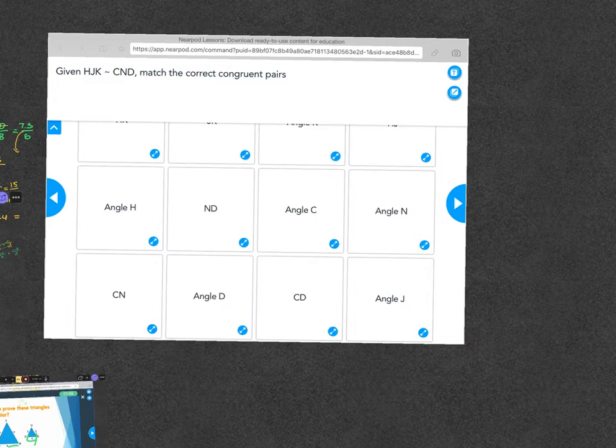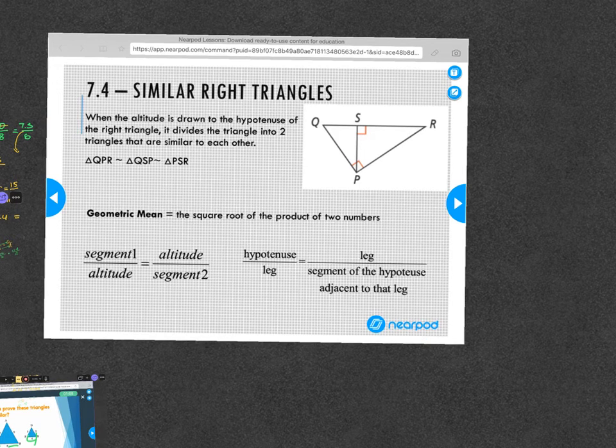Easy stuff, right? That should be another easy question. If it's drawn this way, right? If this is Q, this is S, this is R, this is P, then this right angle tells me this is the hypotenuse it's referring to. The whole hypotenuse on the big triangle.